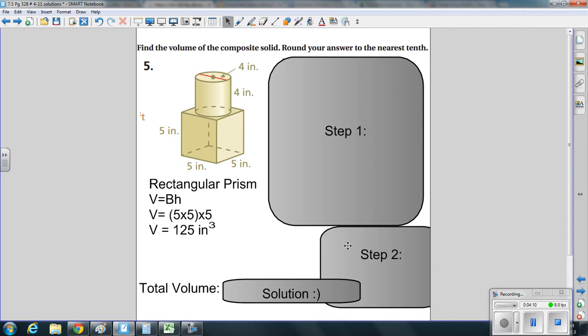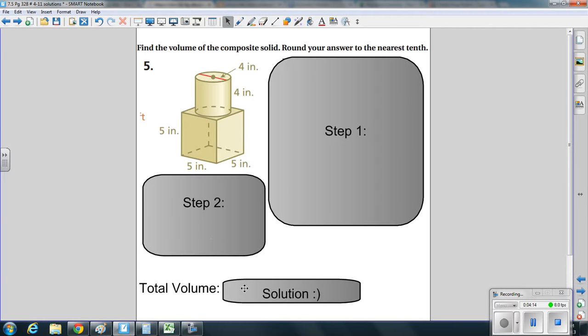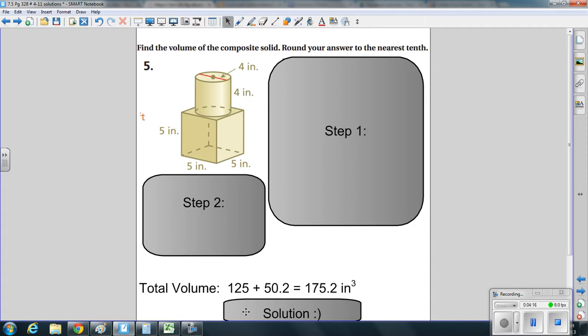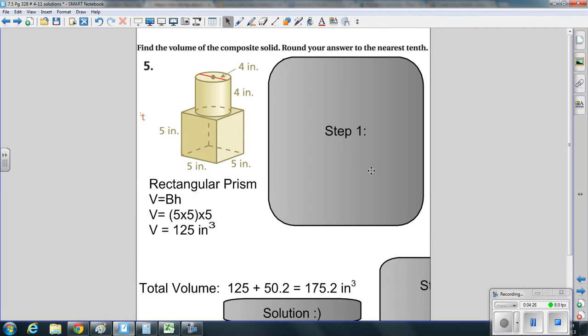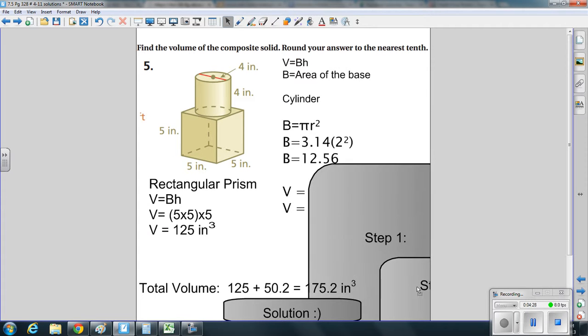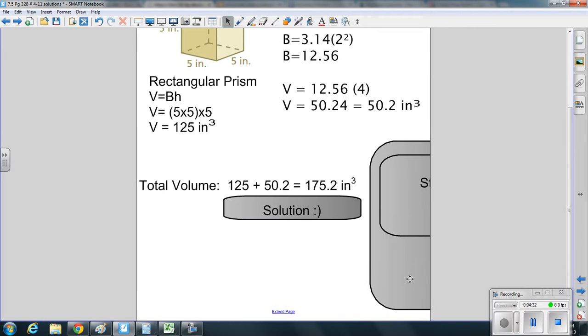125 inches cubed. Okay? And the grand total, the total volume, we take 125 plus 50.2, and we get 175 and 2/10 inches cubed, because we add up the total volume for both shapes. Any questions, please ask.